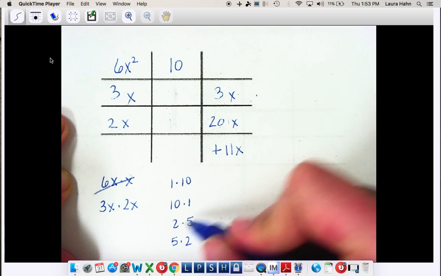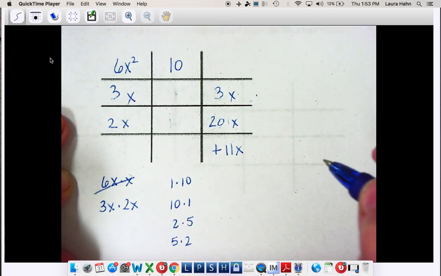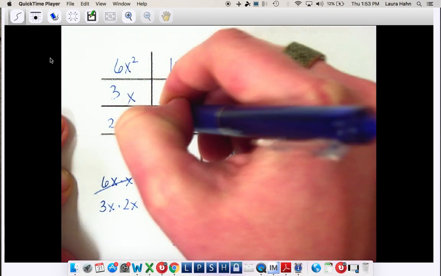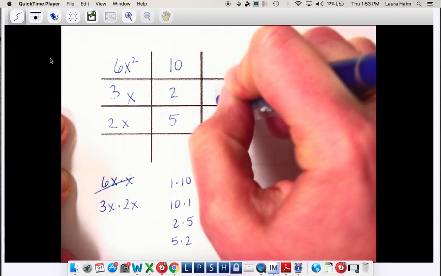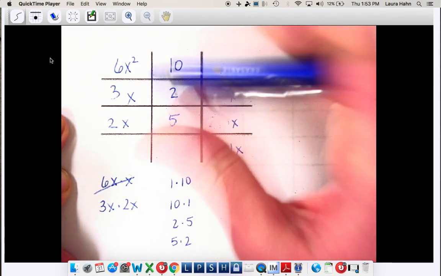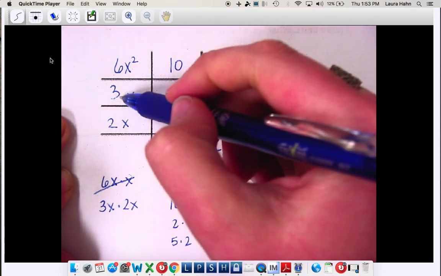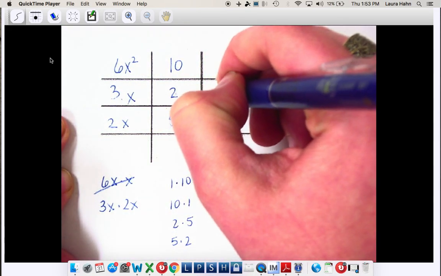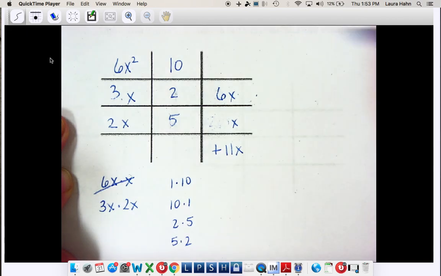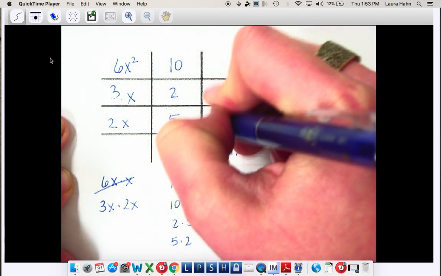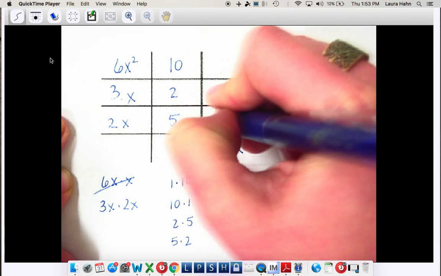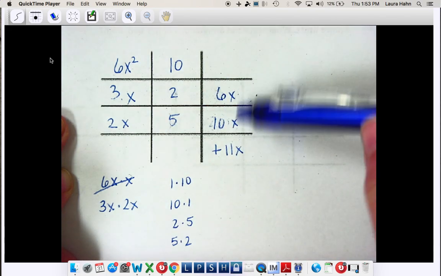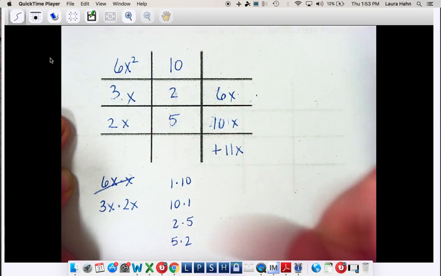So those weren't working for me. Let's try 2 times 5. Oops, I forgot to erase. Alright, so I multiply across. 3x times 2 is 6x. 2x times 5 is 10x. I can't use a 6 and a 10 to get to 11.